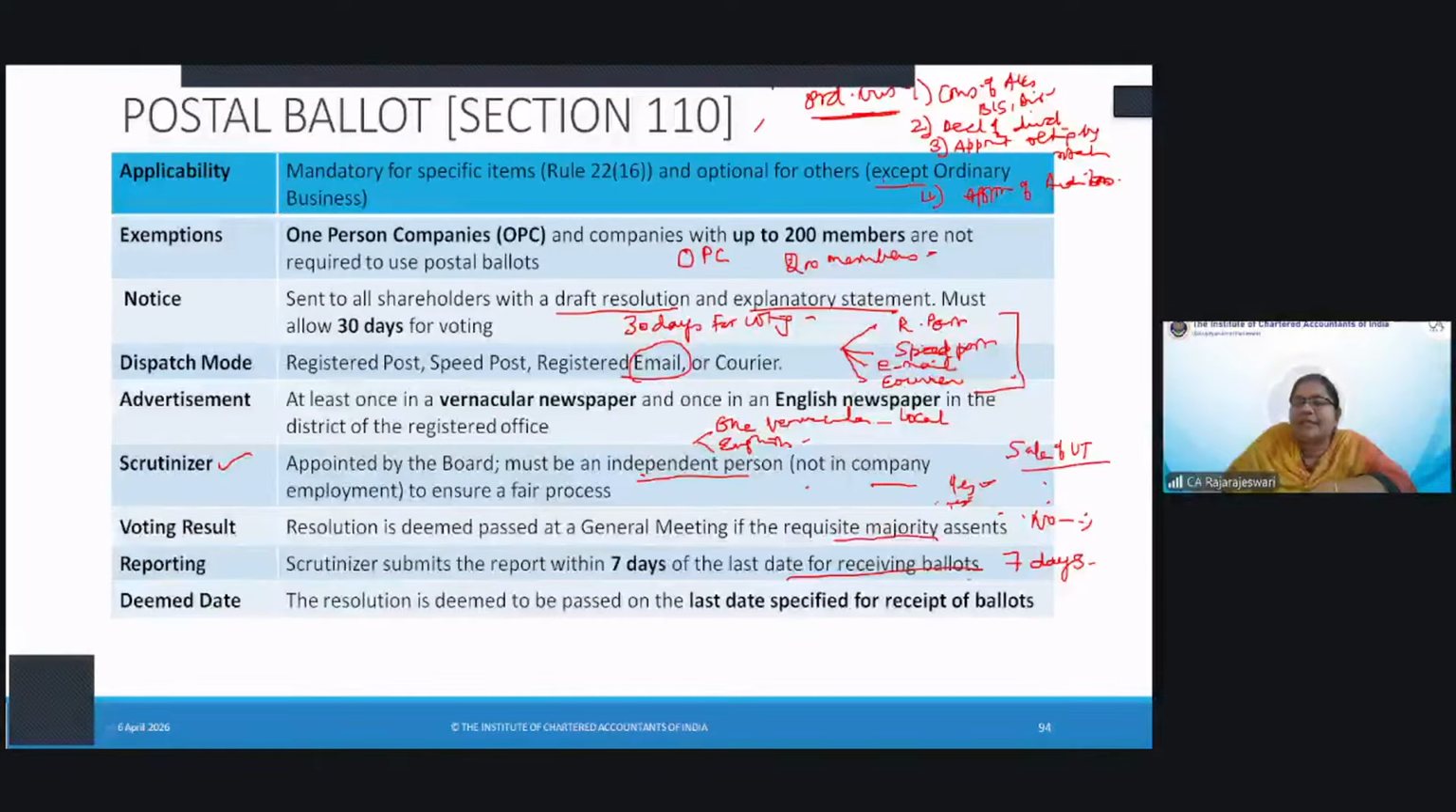He cannot take his sweet time. So within 7 days of the last date for receiving the postal ballot, he should have to give his report. Based on that report, the chairman will declare. The resolution is deemed to be passed on the last date specified for receipt of ballots. So if they have mentioned 6th April, they are doing an EGM, so 6th April is the last date. That is the deemed date on which the resolution is passed.